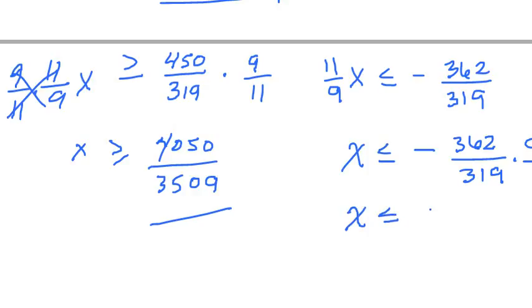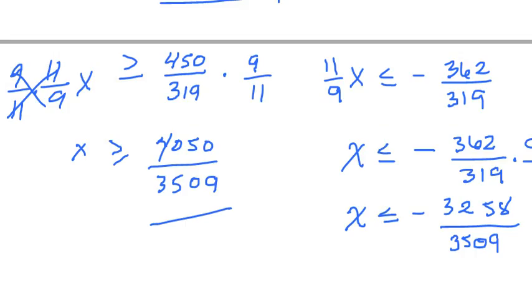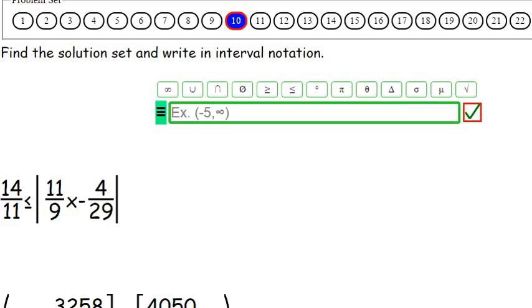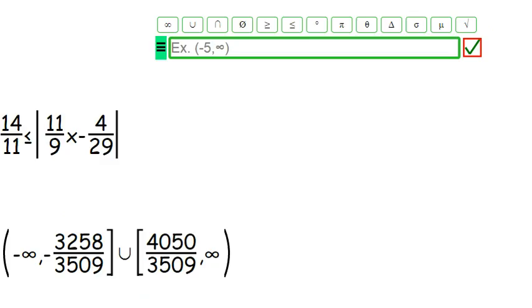Well, anyway, let's see, negative 3258, I believe, over 3509. x is less than or equal to negative 3258 over 3509. You know, that's just too much for me to handle. 3258 over 3509. My God. x is greater than or equal to 4050 over 3509, and less than or equal to negative 3258 over 3509. That is a headache.